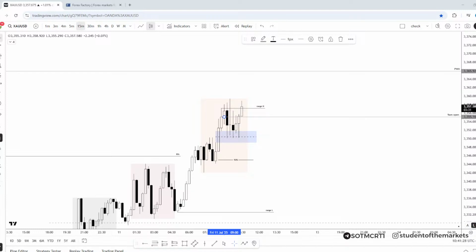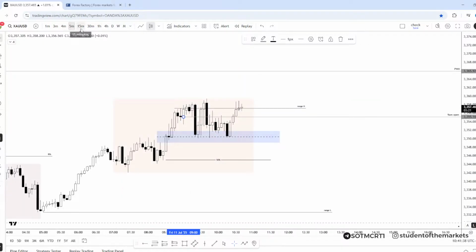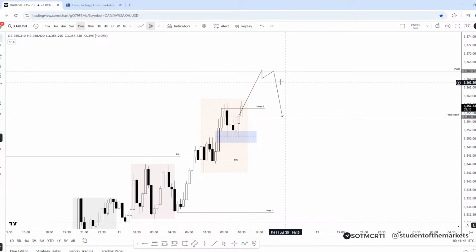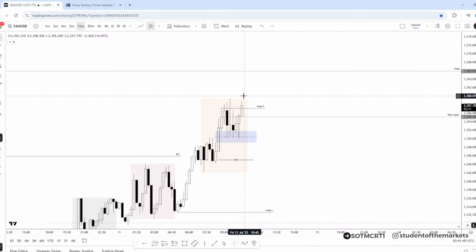All right, guys. It's 10 minutes left until my session finishes, and I don't think that I will get anything to my liking to take a trade. Price is in the range. Obviously, price can continue pushing up, and from here you can look for something to the downside. But I think the sells will come next week.